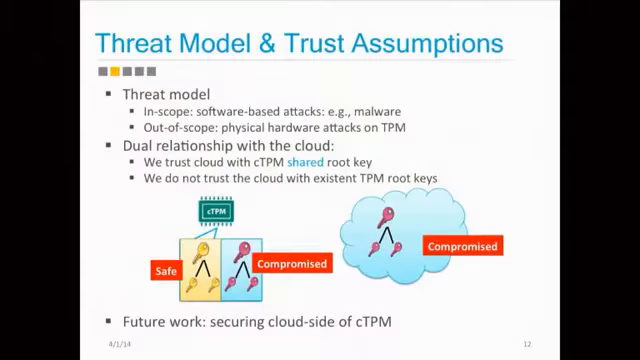For the trust assumption, cTPM keeps a dual relationship with the cloud. On one hand, it trusts the cloud with all the shared root keys and the keys derived from these root keys. However, it isolates the root keys that exist in the current TPM design and keeps these keys local to the TPM chip. As a result, if the cloud is compromised, only the keys shared with the cloud will be compromised. The keys that are local to the TPM chip are still secure.